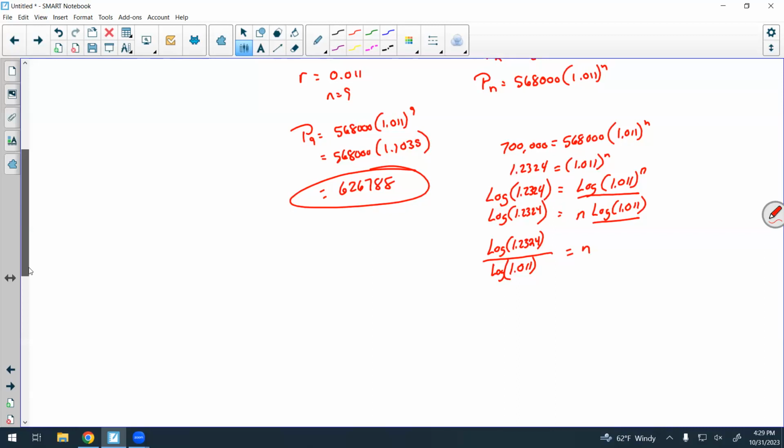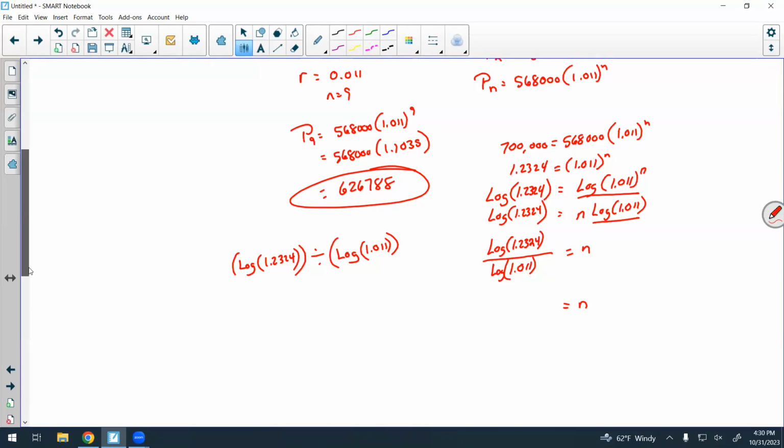Now, to key this into your calculator, since you're dividing, start by opening a parenthesis. Then you hit the log button, and it's going to open a parenthesis for you. Type in your 1.2324, close the parentheses that it opened for you, and close the parentheses you open. Then hit your division, open parentheses again, hit your logarithm, 1.011, close and close. That's the hardest part of this. Or you could just find a log of 1.2324 and then find a log of 1.011 and just divide that way as well. But I'm lazy.